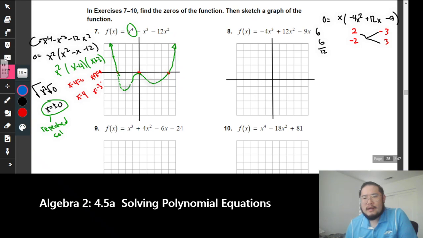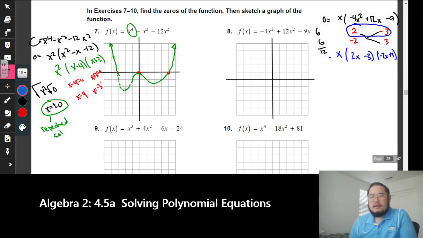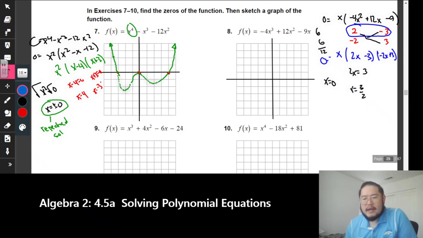So let's go ahead now. We'll put all our binomials together, one of them is x, to find our solutions. Remember, one of the binomials is going to be 2x minus 3, because we go straight across when we write our binomials. And then the second one will be negative 2x plus 3. And we set these equal to 0 and we solve them out. Okay, x is equal to 0. That's one of our solutions. We take this right here, set it equal to 0. I got 2x is equal to 3. Divide both sides by 2. And x is equal to 3 halves.